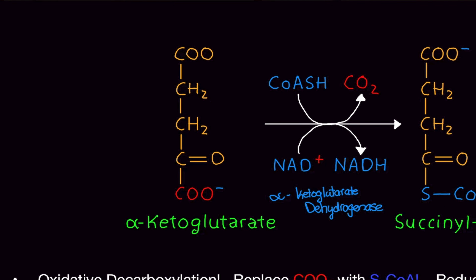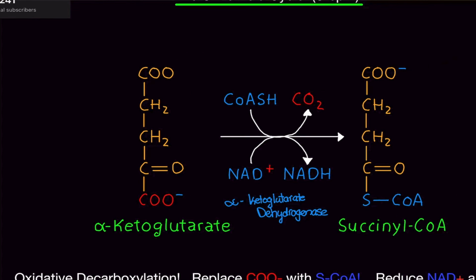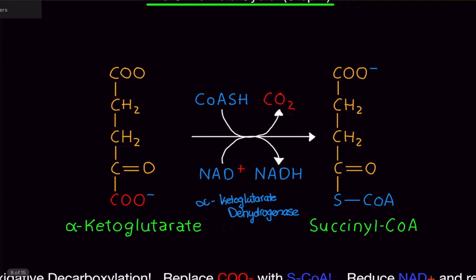This alpha ketoglutarate has 1, 2, 3, 4, 5 carbons. The 5th carbon and all the oxygens attached to it are going to leave. They're going to go bye-bye. They're going to be excreted as CO2, right? Because we have 1 carbon here and 2 oxygens. That is CO2. We're going to exhale that.